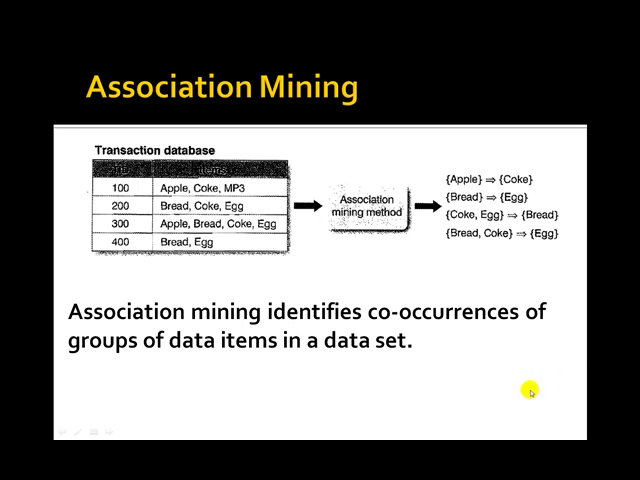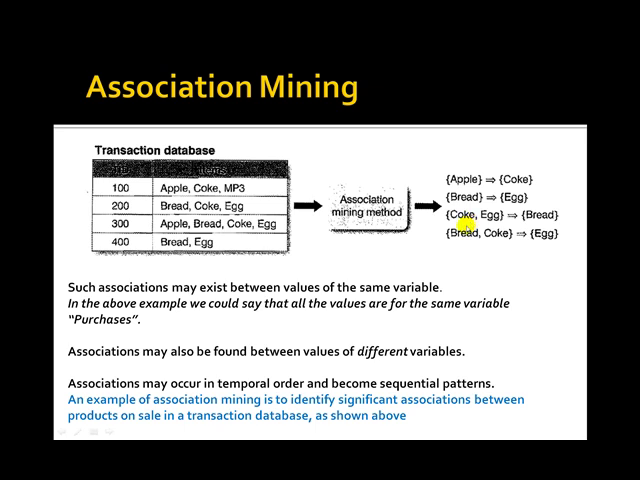Okay, so association mining identifies co-occurrences of groups of data items in a data set. So looking for co-occurrences. Such associations may exist between values of the same variable. In the above example, we could say that all the values are for the same variable, purchases. So the variable might be purchases. So we're just looking within purchases for associations. Associations may also be found between values of different variables.